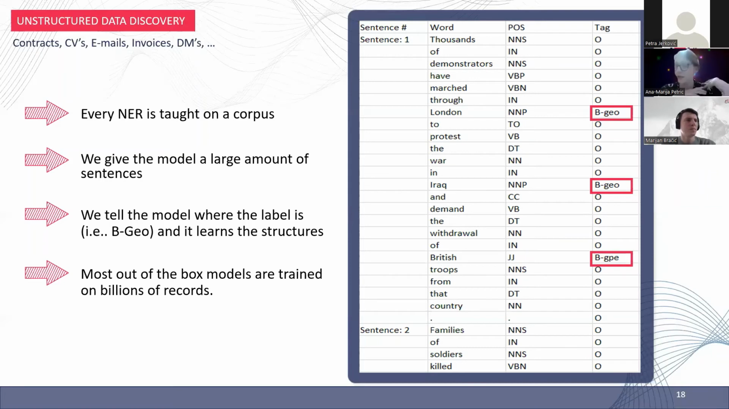So the model might have never seen Zagreb or Skopje or Ljubljana, but it will be able to conclude that the probability is much larger that this is a geopolitical entity than a personal name. Although London can also be a personal name, it is able to leverage context to do this. Most of the out-of-the-box models are trained on billions of records. However, for our purposes, they are not good enough because they don't focus specifically on personal data. So we created our own corpus, focused specifically on leveraging the power of machine learning to identify personal data, specifically personal data in context.